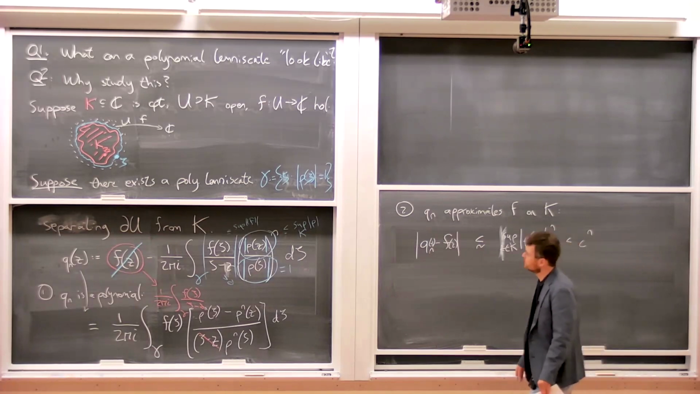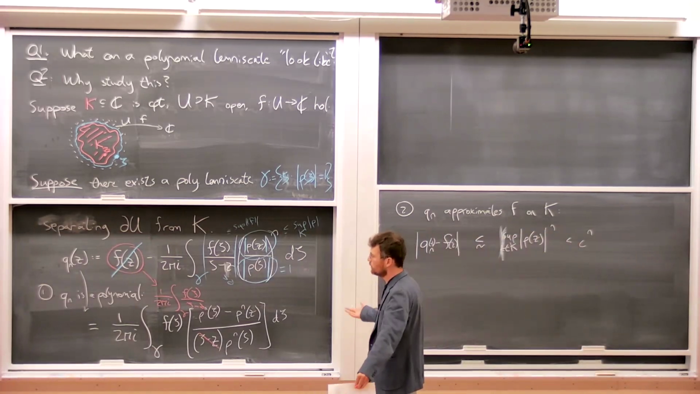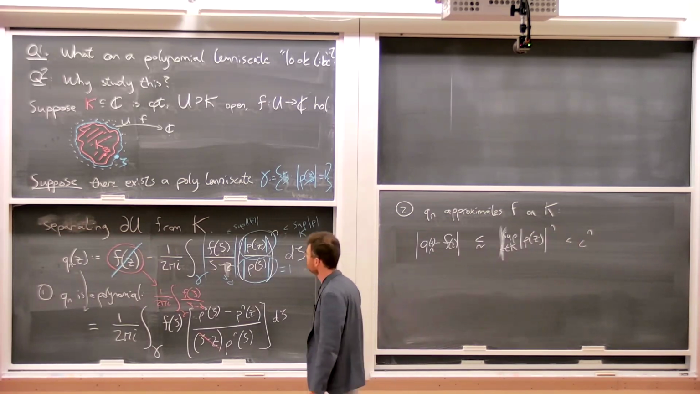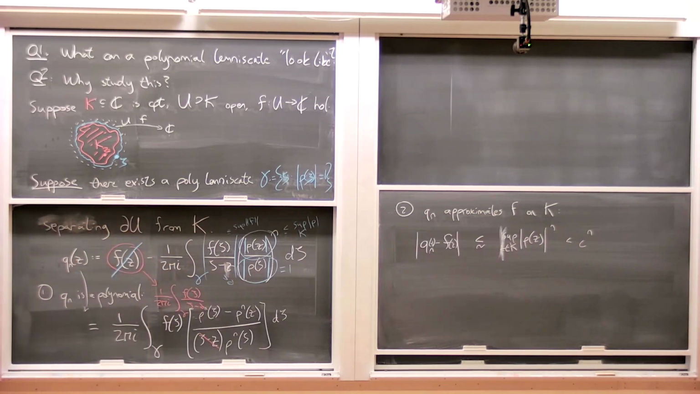So this is all to justify why polynomial lemniscates, or one reason why polynomial lemniscates are of interest, and in particular why this question of what can they look like is of interest. It has this very, I think, fundamental application to polynomial approximation. So it's kind of fallen a little bit out of fashion, maybe, polynomial approximation, but it's still a very fundamental question.